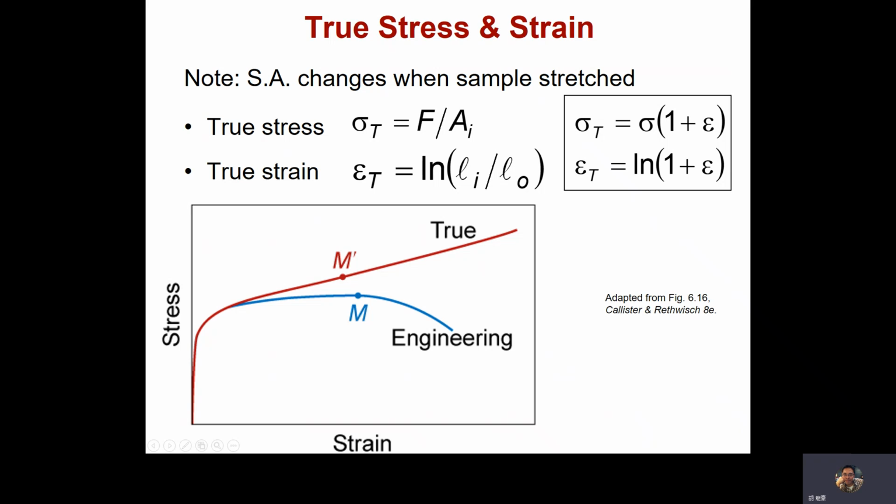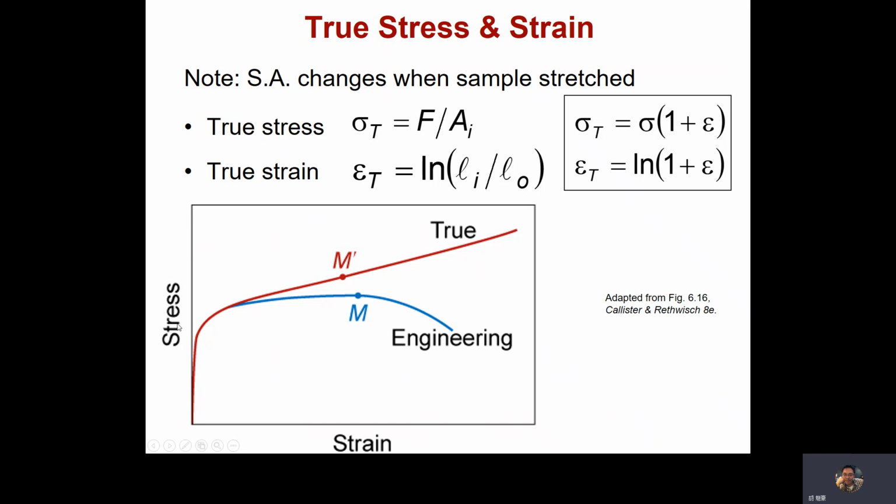Okay, so let's look at the true stress and strain. I already mentioned that when a tensile test is applied to a sample, a rod or plate, we just keep pulling till it fractures. And the stress and strain curve we measured is called the engineering stress and strain curve, but not the true stress and strain. Why is it not true?